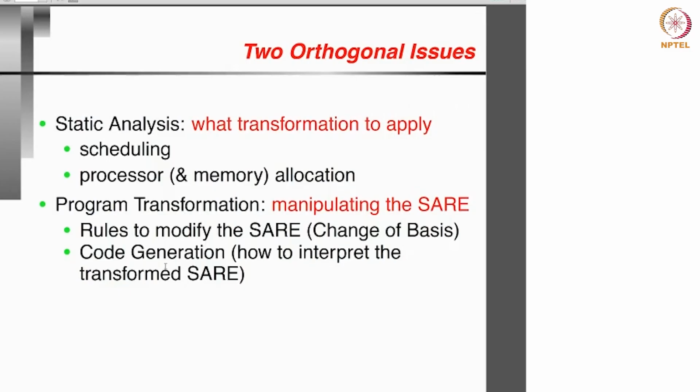Are you with me so far? And I said that when I transform the code, I want the outer dimension to be time. That means the first row of this transformation matrix must be the coefficients of my schedule.